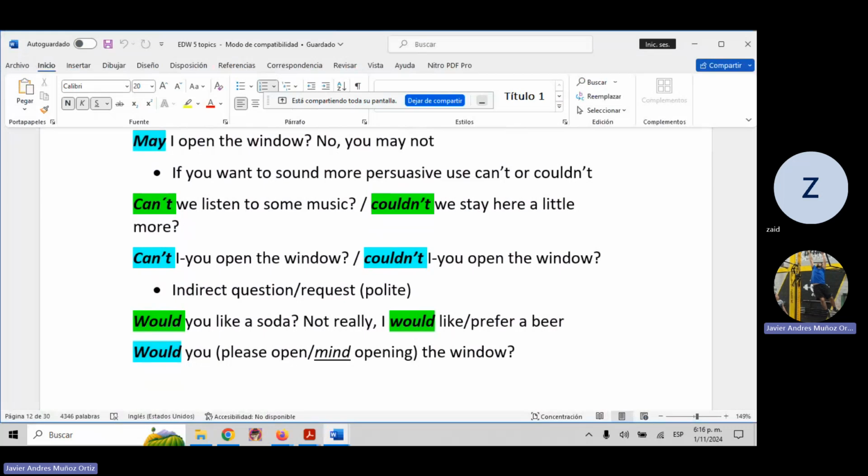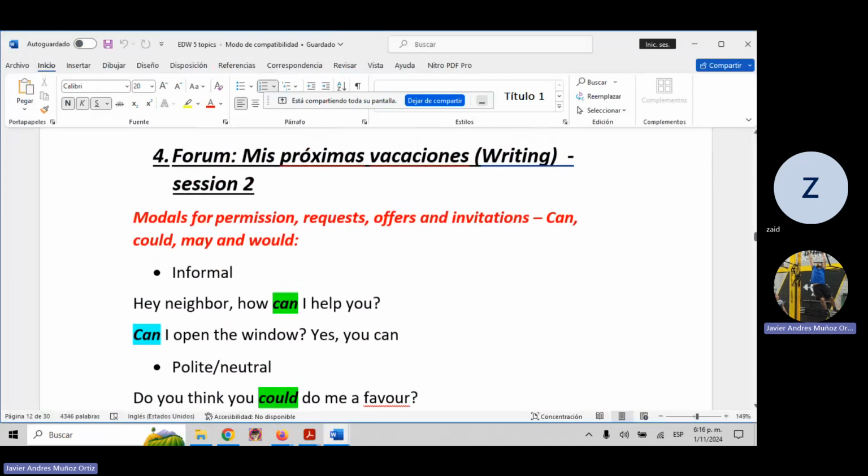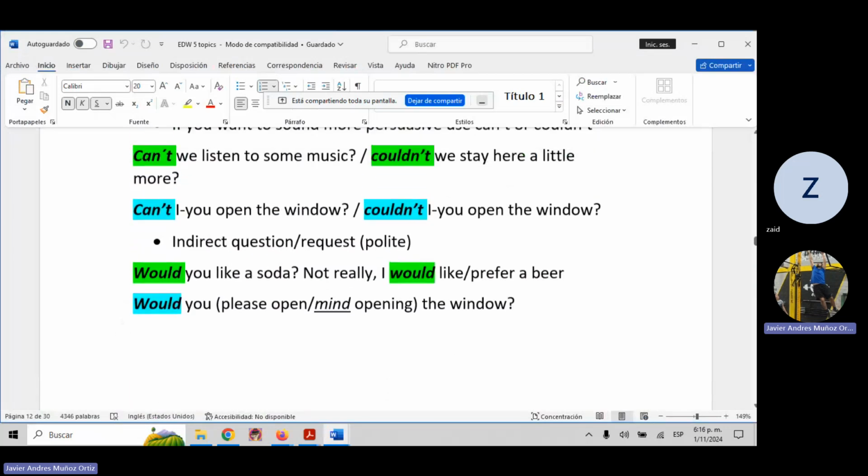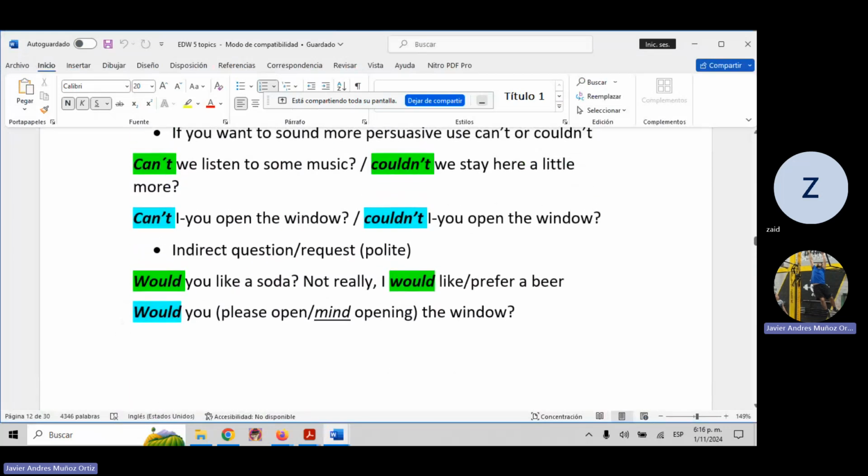And finally, if we want to ask for permission, we are offering something, we are inviting someone to do something, or we are requesting something, we could use would, right? Remember that would means the Spanish ending -ría. ¿Te gustaría? ¿Querrías? ¿Vendríamos? ¿Visitarías? And so on. For example, would you like a soda? This is an indirect question, a request, but it's very polite. Would you like a soda? Not really. I would prefer a beer, for example, right?